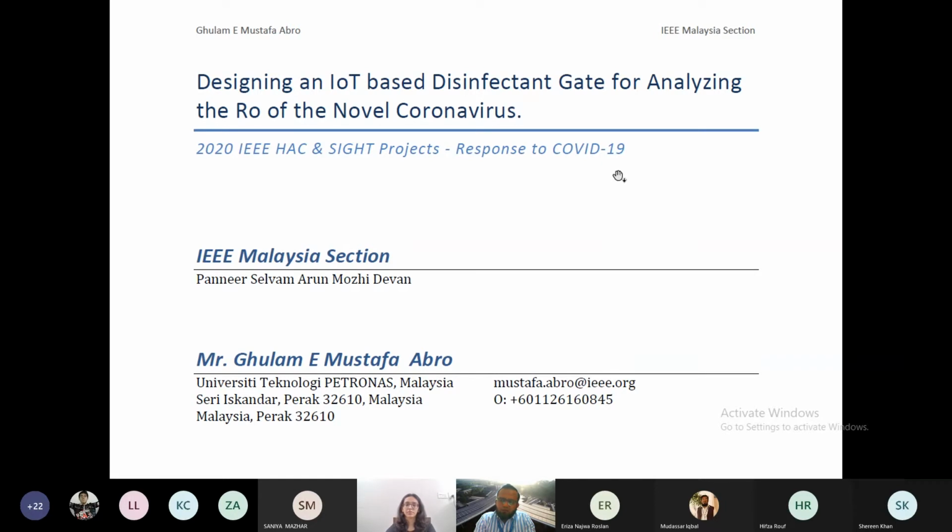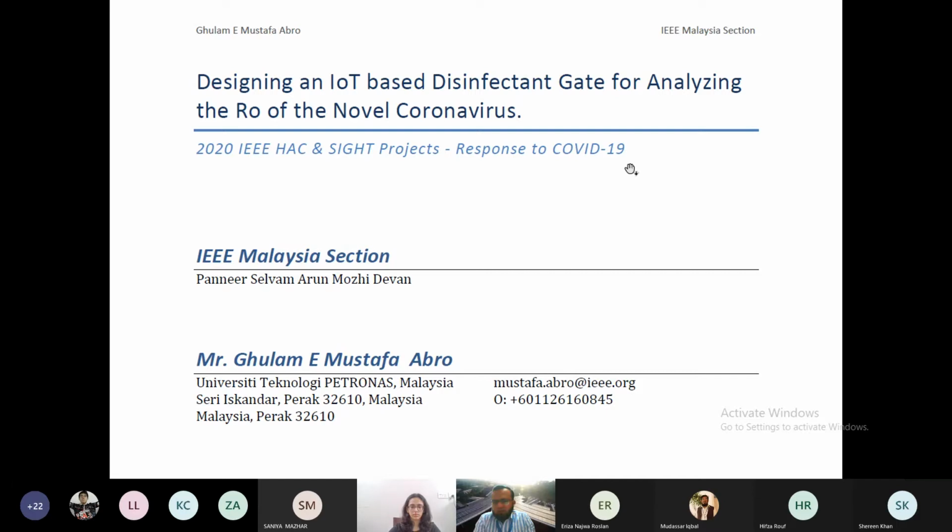I found that across the entire globe, people were proposing disinfectant gates. And what is the working of those ordinary disinfectant gates at that time? Please note that it was just the beginning. The COVID pandemic situation started somewhere in January, I guess, and on 18th March 2020, we got the lockdown in Malaysia.